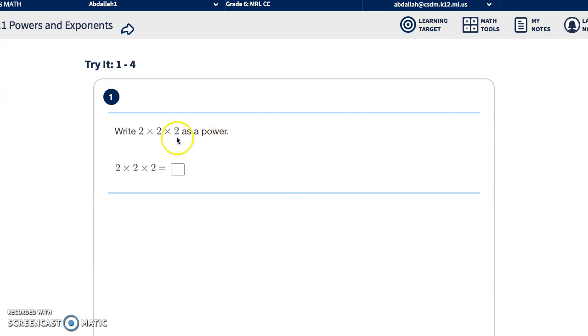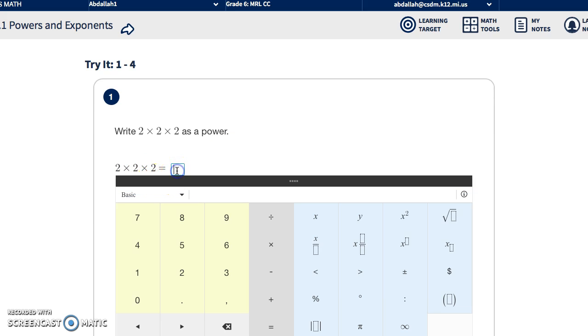So let's try it. So now it's asking write 2 times 2 times 2 as a power. It's crucial to understand what they are talking about with power. Power is using exponents. So if my base is 2 times 2 times 2, I know that my base is 2, and I'm going to go to the power of 3 because it's being multiplied 1, 2, 3 times to the power of 3.